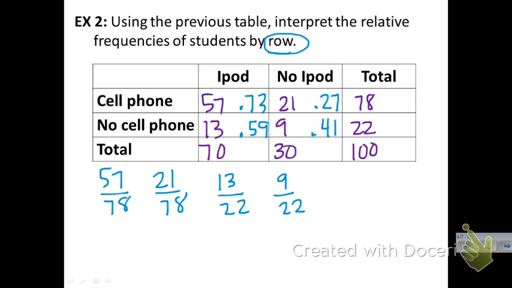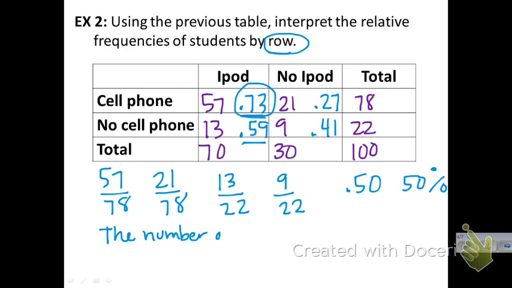Then it says interpret this. When we interpret it, we're looking for a relative frequency greater than 0.5 or 50%. So we have two of them. We have 0.59 and we also have this 0.73. So I'm going to use that number right now because it's greater to interpret it. So to interpret it, we would say that the number of students that have iPods also have cell phones.